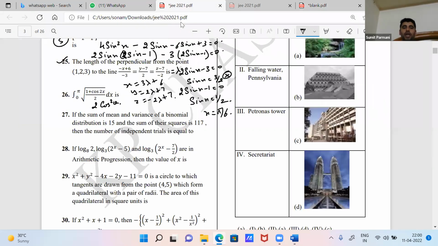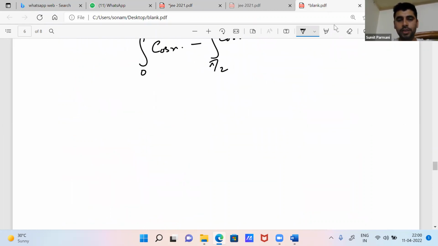Finally, you can calculate the rest of the part. Sorry, pi by 2 to pi, correct. Okay, question 27: the sum of the mean and variance of a binomial distribution is 15. The sum of their squares is 117.